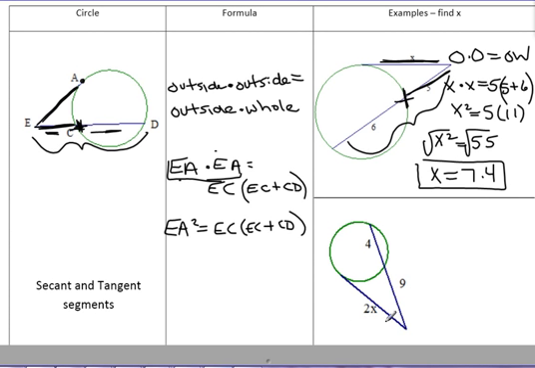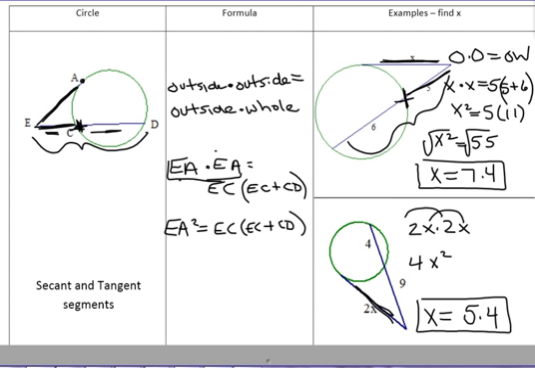Okay, following with the next example, I'm just going to give you one hint. When you do 2x times 2x, it's going to end up being 4x squared. Alright, so I'd like you to pause the video and finish up this example. See if you get what I get. Alright, and you should get that x is 5.4. If you didn't, raise your hand or ask a neighbor.